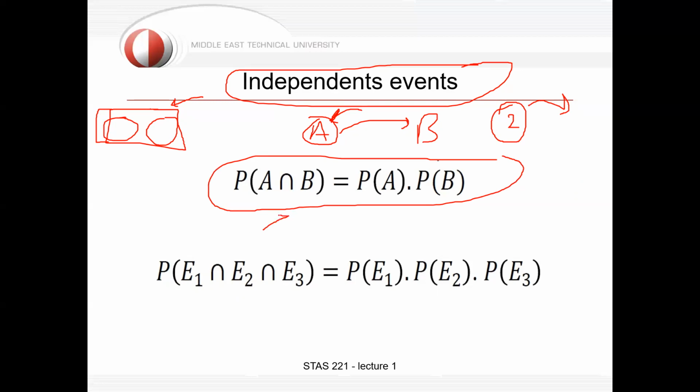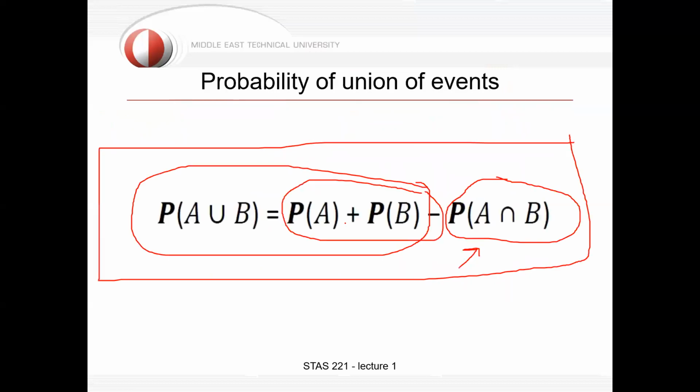So this formula is not always true, because A and B should be independent events. If this is the case, yes, this formula works. But if not, you cannot use this one. But the probability of the union of events always works, okay?